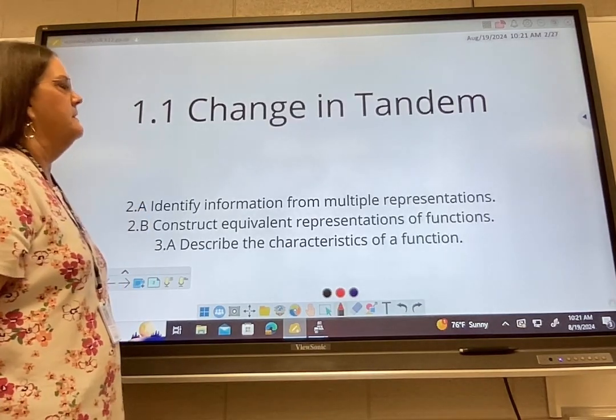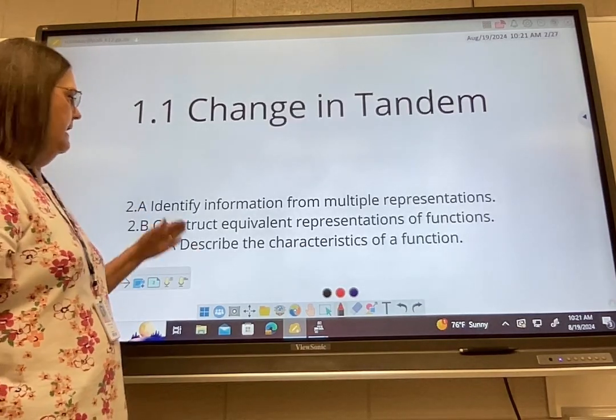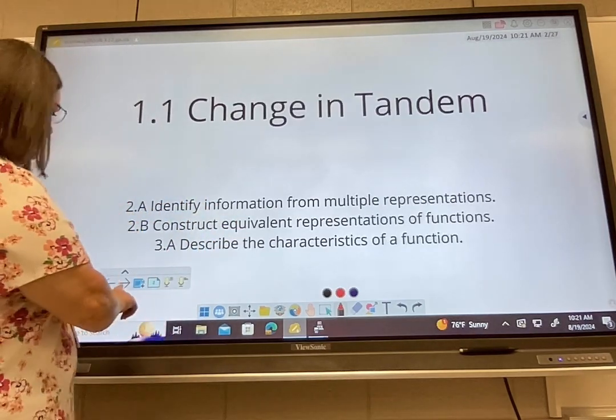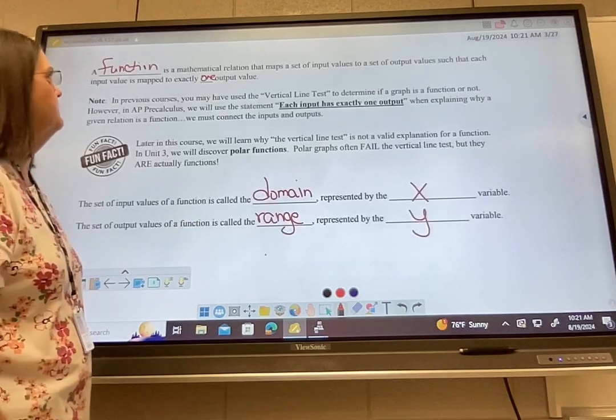So the first lesson is called Change in Tandem, and you all can read this on your notes, but these are the standards, and I'm just going to go on because you can read that.